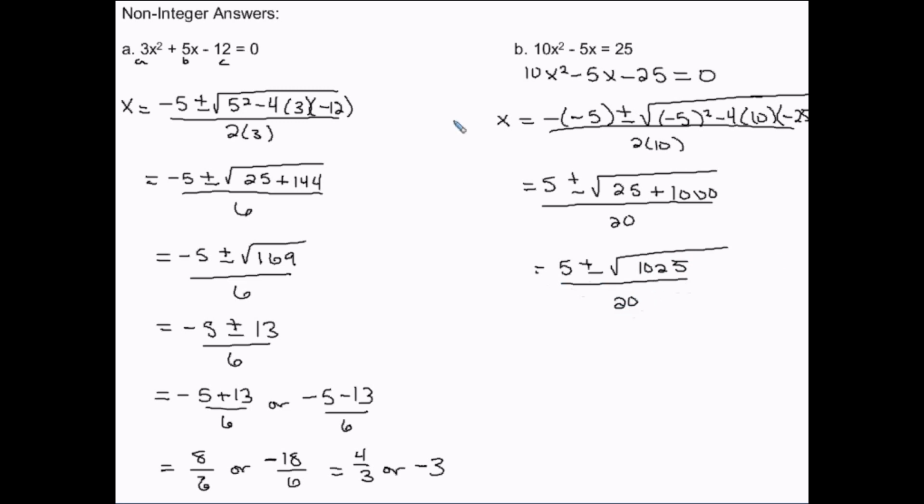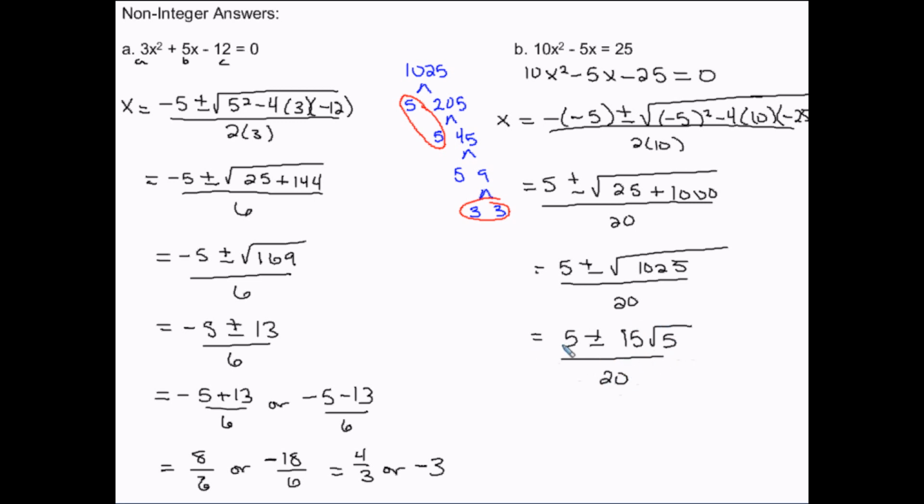And I'm not sure if 1025 is a perfect square or not, so I'm going to go ahead and factor it. Okay, so 1025 divided by 5 is 205. 205 divided by 5 is 45. 45 divided by 5 is 9, and 9 is 3 times 3. I have a pair of 5s. I have a pair of 3s. They can come out, and a 5 stays behind. So this is going to be 5 plus or minus 15 times the square root of 5 divided by 20.